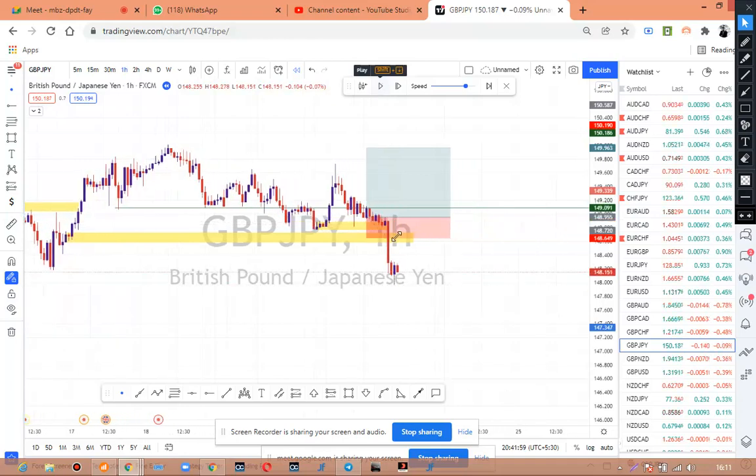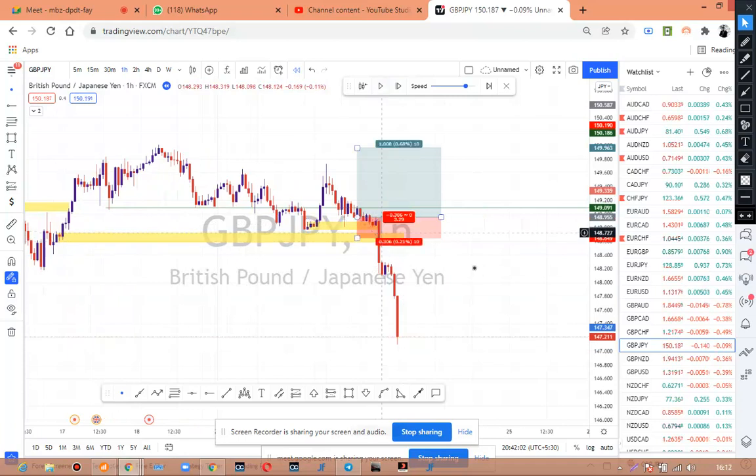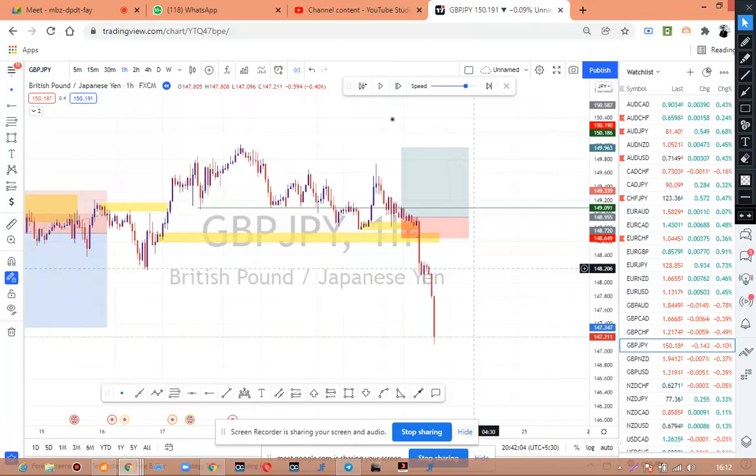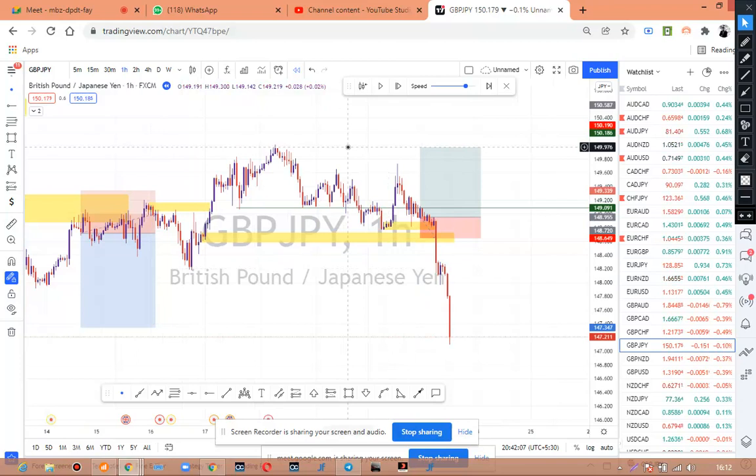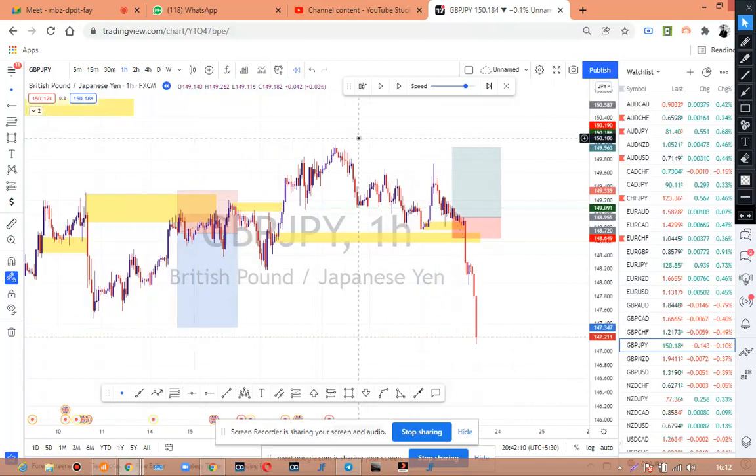The market dropped and closed, breaking the level. See, the market has broken the level. I think we lost, how many trades now? Two wins, two losses.